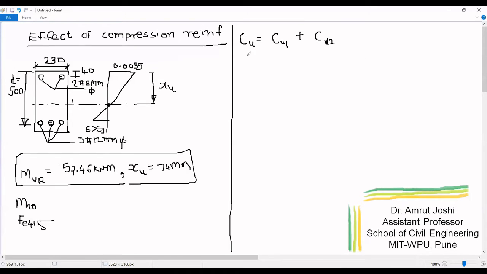So let us try and write down the expression for Cu1, which is the ultimate compressive force provided by concrete on compression side. So that value is going to be equal to 0.36 FCK B into XU. XU needs to be evaluated. The position of neutral axis from extreme compression fibers needs to be evaluated.